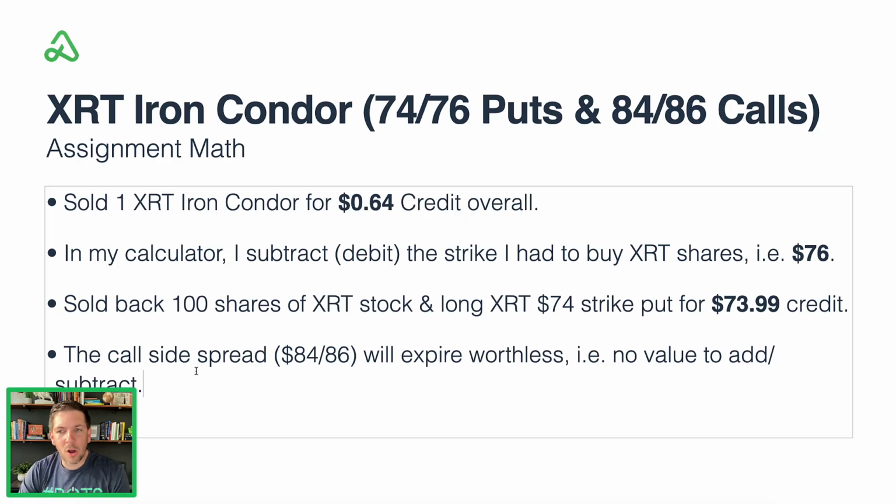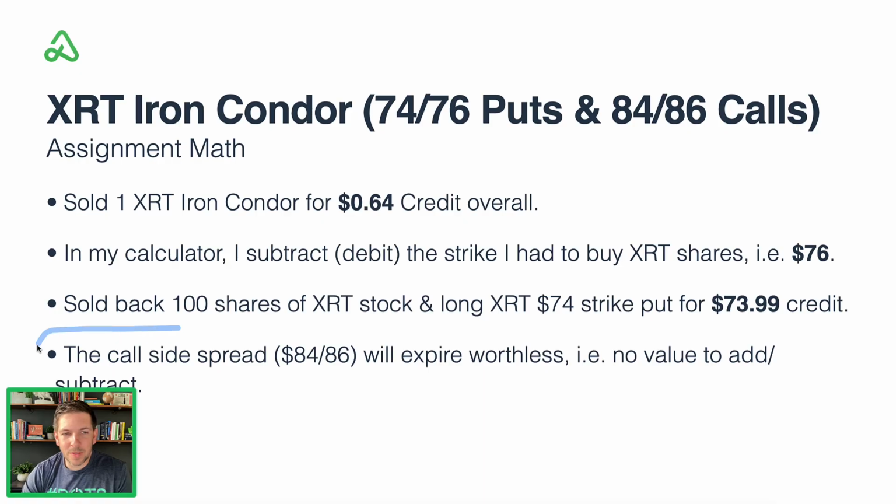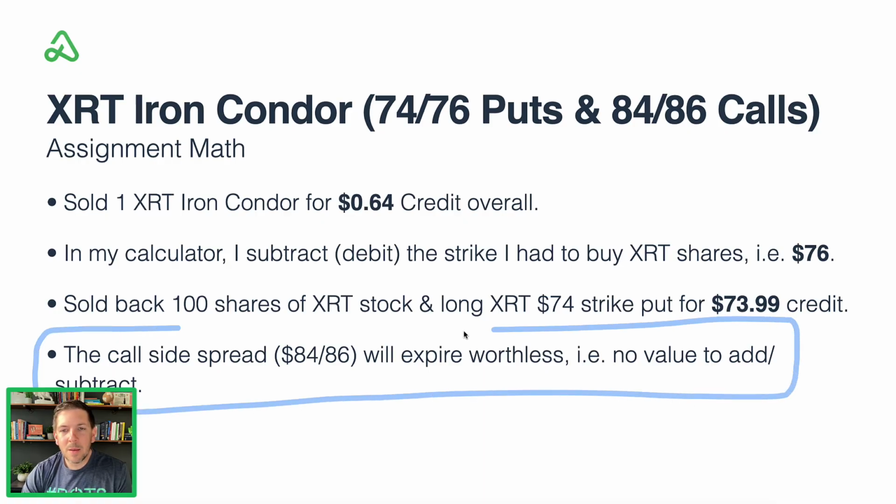Now let's talk about the call side. This is the other side of the contract. We haven't talked about this one yet for this iron condor, but because the stock has gone down in value, the call side basically expires worthless. And that's the goal of having an iron condor: one side is going to expire worthless, even if the other side is challenged. So the 84.86 call side is going to expire worthless. It's super far out of the money. There's no value to add or subtract because you don't need to do anything with it. It just expires and is done.